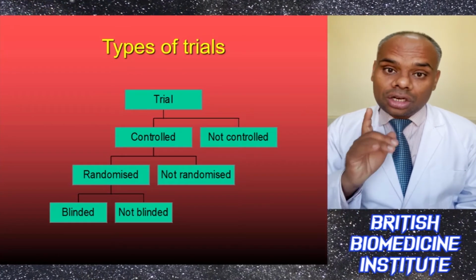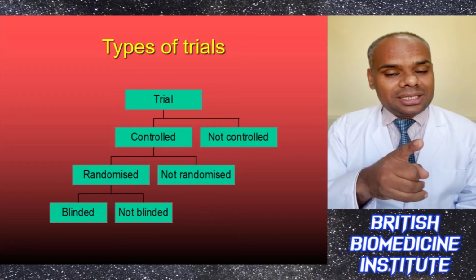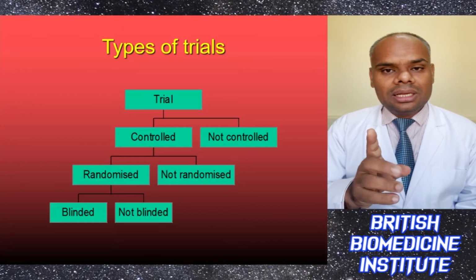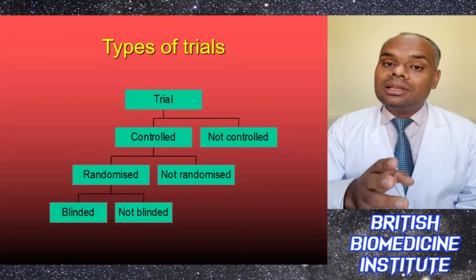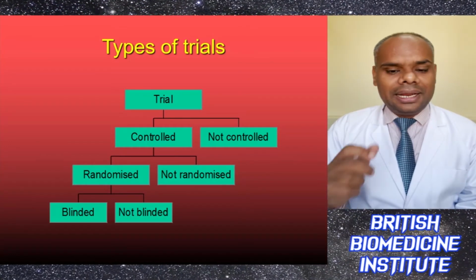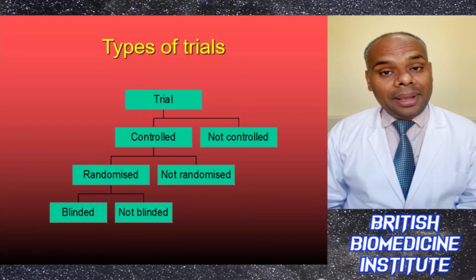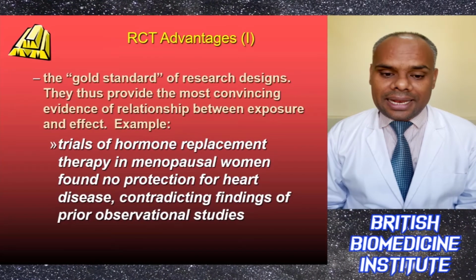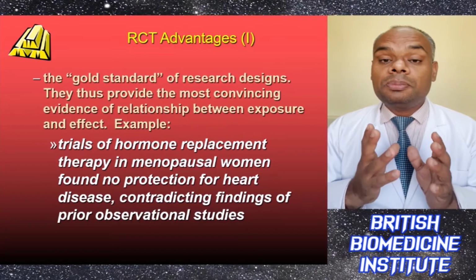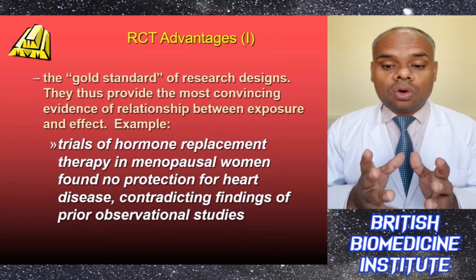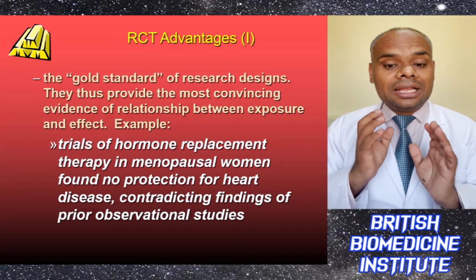So the types of clinical trials are basically that they can either be controlled or not controlled, and if they are controlled then they will be randomized or not randomized, and if they are randomized then they will be either blinded or not blinded. The main advantage of randomized clinical trials is that they are the gold standard of research design, and thus they provide the most convincing evidence of the relationship between the exposure and the effect.